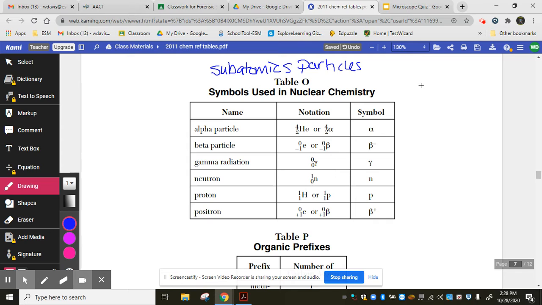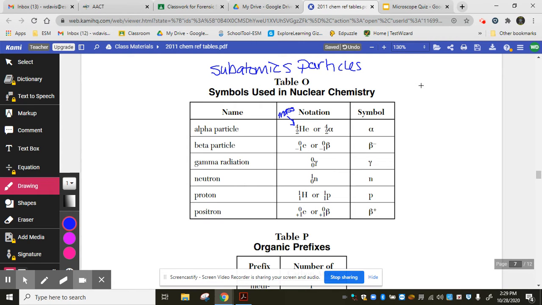Now important to know on reference table O, whatever the top number is, so in this case, this 4, this is going to be the mass. So for all of those particles, the top number is the mass. So quick going over the mass. The mass of the alpha particle is 4.